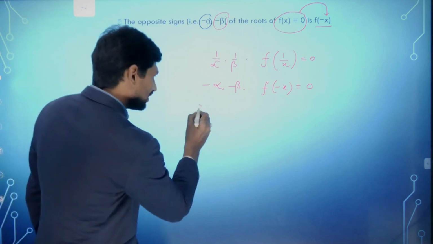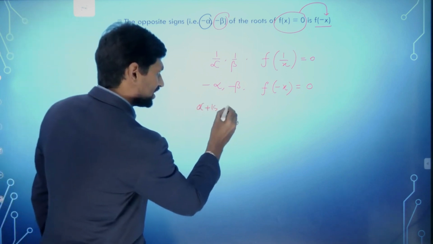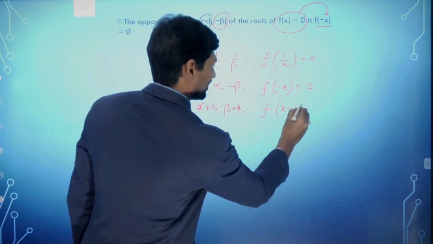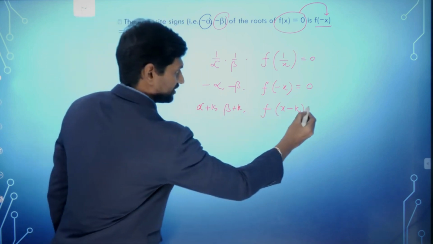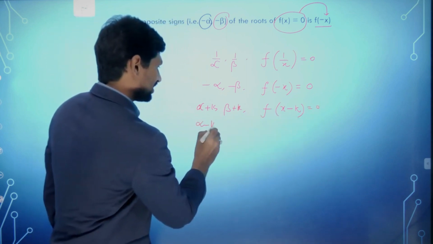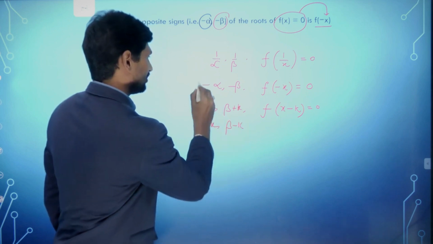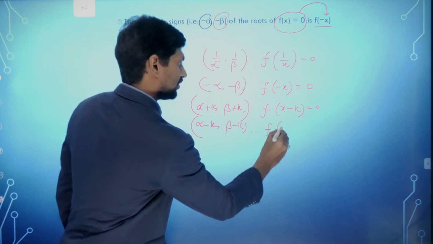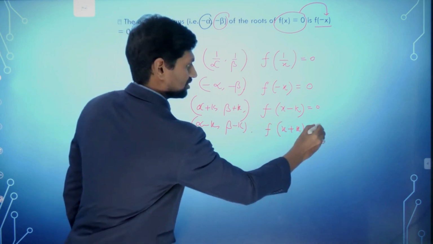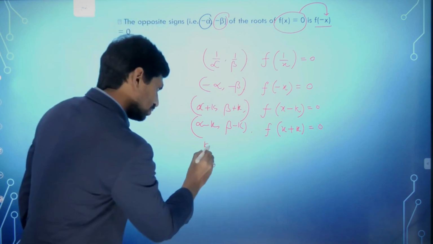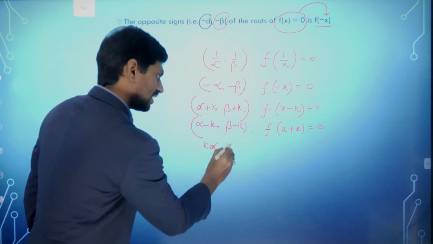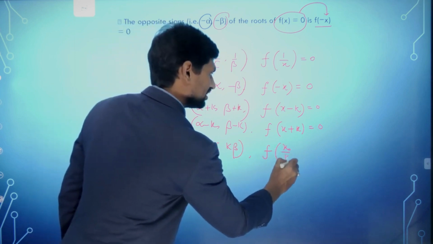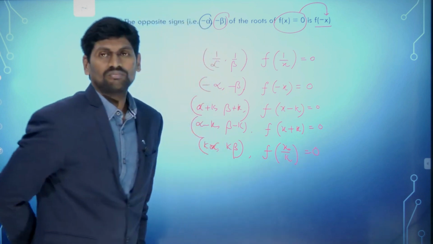Then alpha plus k, beta plus k are roots, then f of x minus k. Here positive means negative we should take. In such a way, alpha minus k, beta minus k are roots, then the quadratic equation is f of x plus k equal to 0. Same way, k into alpha, k into beta are roots, then f of x by k is our required equation. Clear?